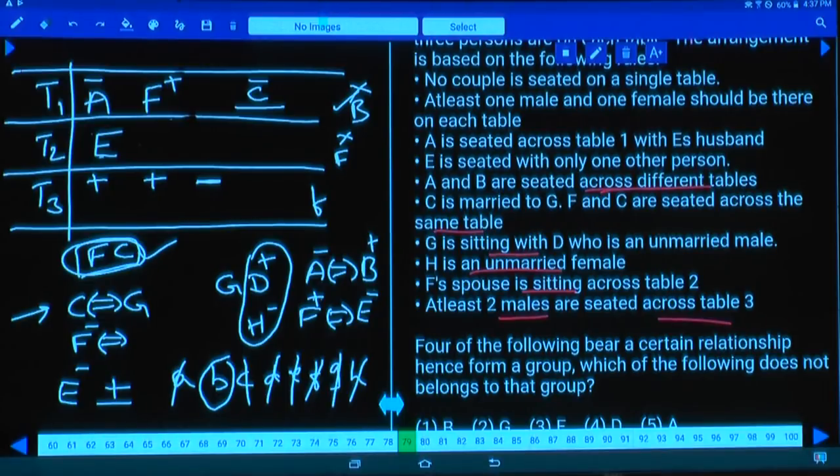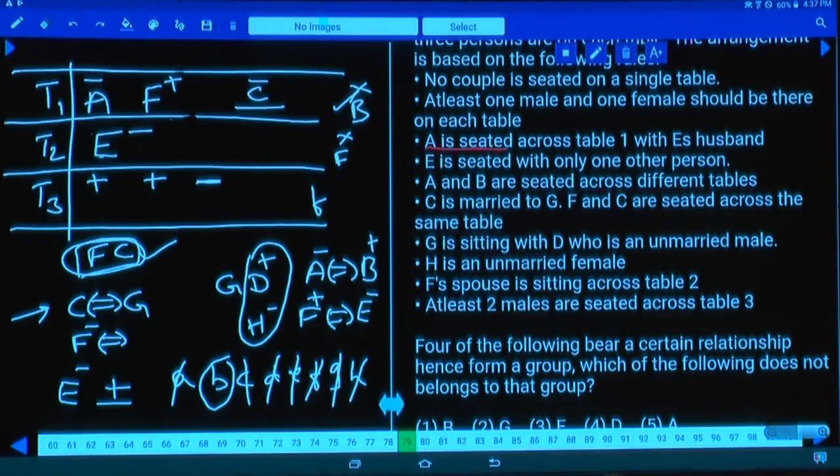And then who must be along with this one? A and B. A is already here. As A is already here, E is a female. Then A and B are seated across different tables. A is a female and the next one must be a male, isn't it? As a male should be there, C and G are married to each other. C is here and G is a male. Now A is seated across from table 1.